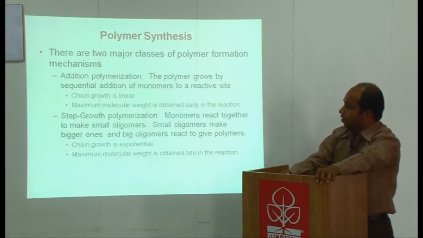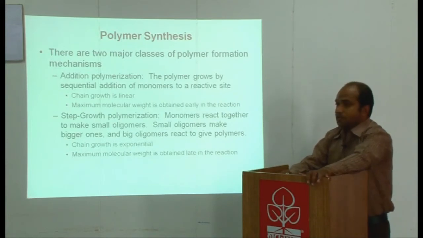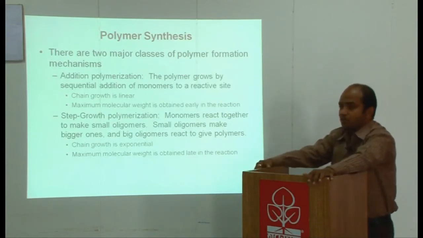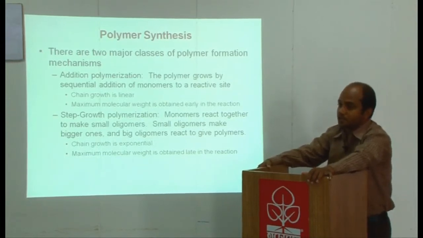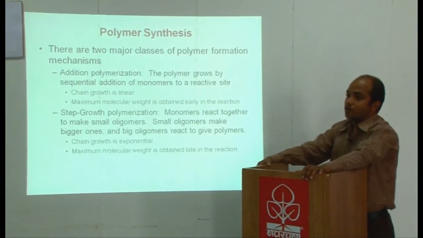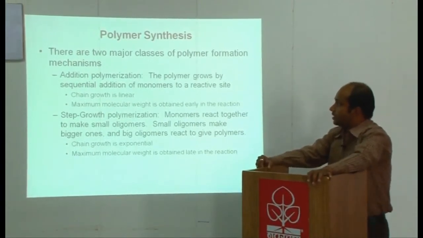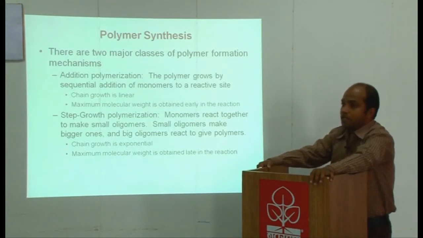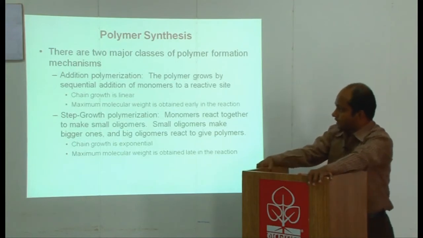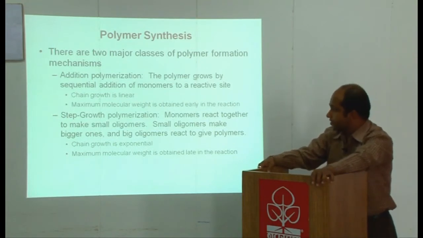Now, how does one formulate or synthesize a polymer? There are two major classes of polymer formation. One is addition polymerization, another is step growth polymerization. In case of addition polymerization, the name itself indicates that you carry out an addition reaction. So the polymer here grows by sequential addition of monomers via a reactive site. It can have a linear growth along the monomer chain length. Here you can have very high molecular weight polymer at the end of a reaction.